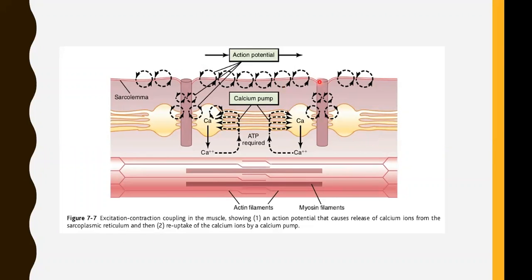This is the membrane surrounding the muscle fiber, and you can see that this one runs transversely. We are saying these are the transverse tubules. And here you can see these are the organelles of the muscle fiber, called endoplasmic reticulum in case of the cell, but sarcoplasmic reticulum in case of the muscle.